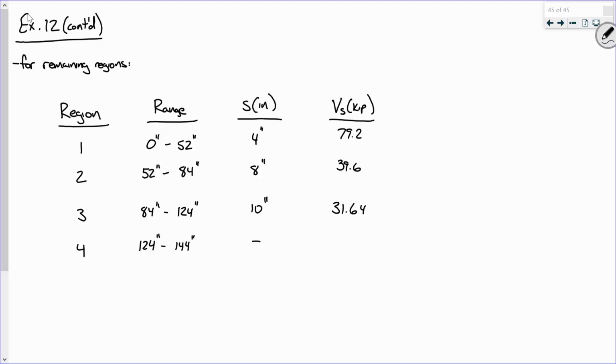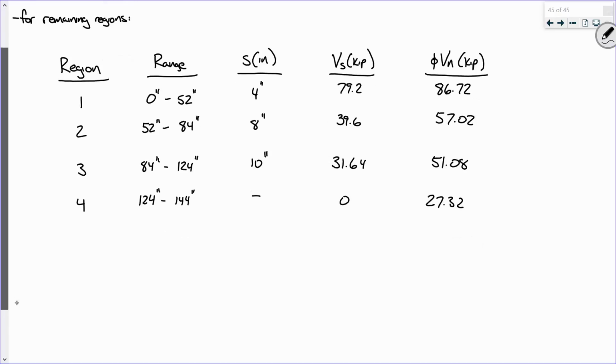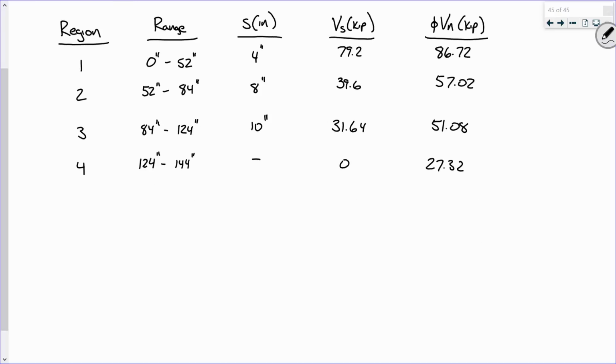But if you have no stirrups in that last region, what is the capacity provided by the steel? 0. Not a thing. So if you calculate phi-VN, just take that, multiply it by 0.75, and add phi-VC. Over here, we got 86.72. You'll get 57.02. You'll get 51.08. And then you'll get 27.32. So based on these ranges and these phi-VNs, this is how that plot's being generated.